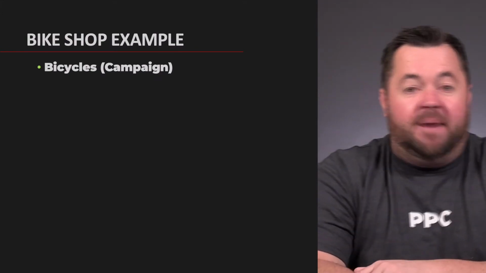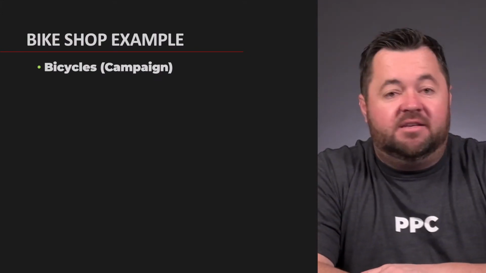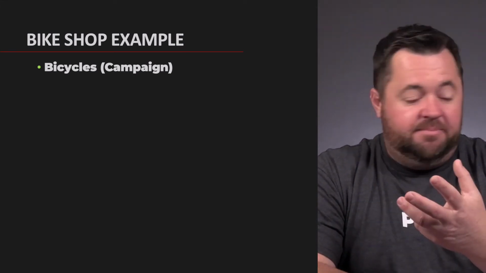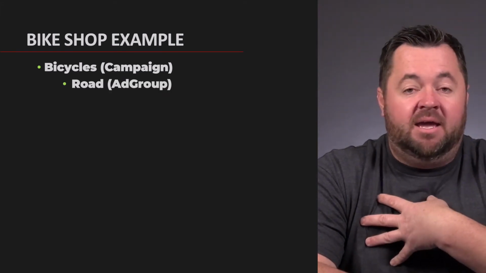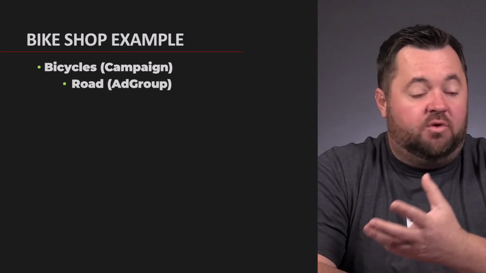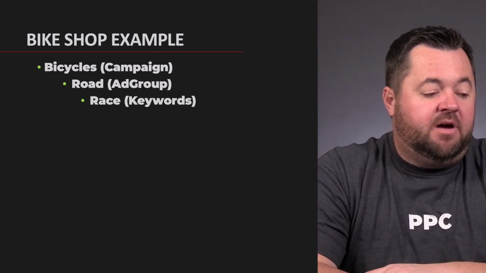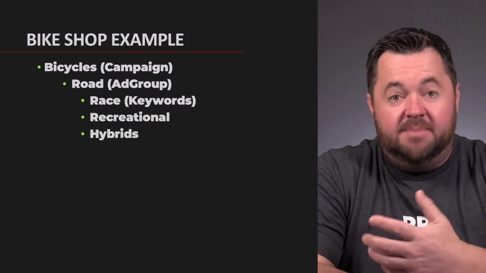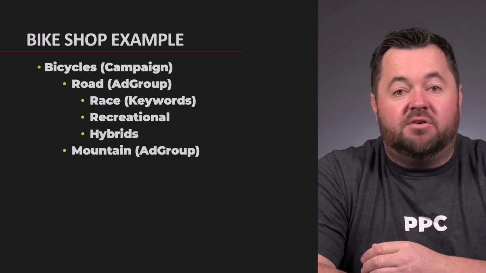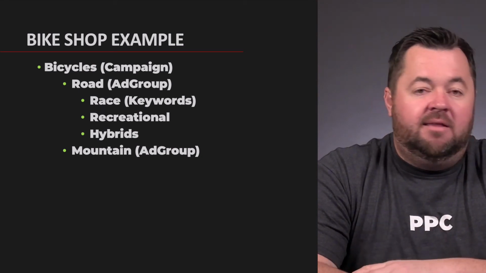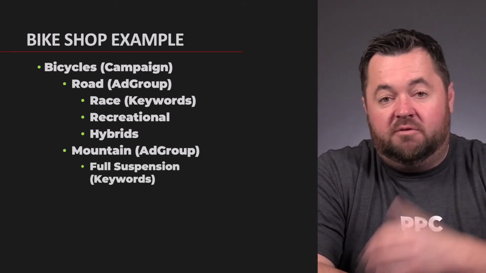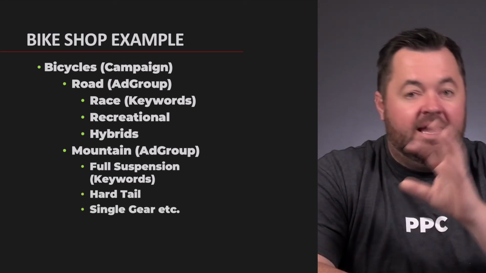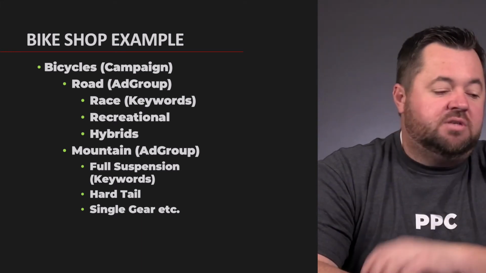Another example would be a bike shop. Now, a bike shop is going to have a lot of different things going on. They're going to first of all sell bicycles, so we might create a campaign just for selling bicycles. In that campaign, we are going to have a group of ads for road bikes, with some keywords for racing, recreational, all different types of road biking. We're also going to have another ad group for mountain biking, and in the mountain biking area, we might look for full suspension, hardtail, and a whole bunch of different related mountain bike searches that would show those ads.